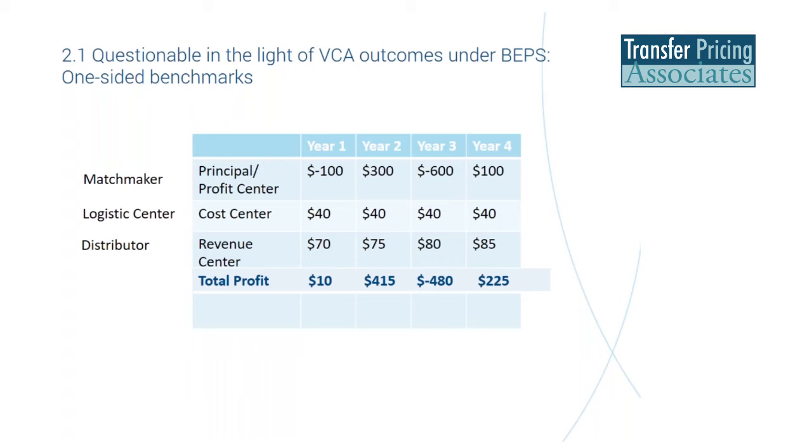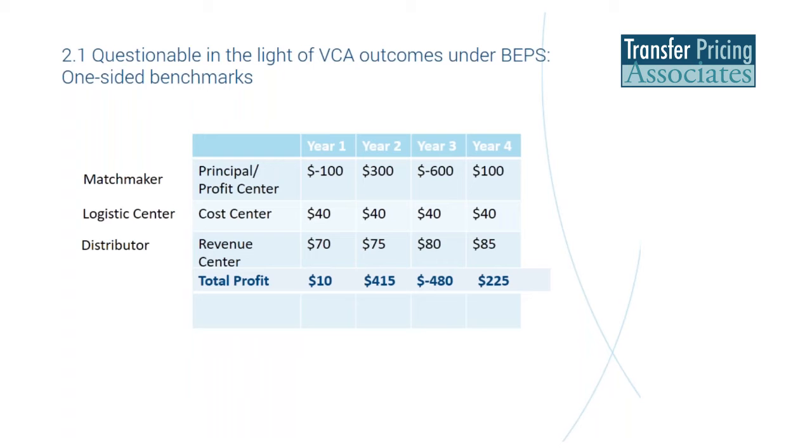Right. Some losses of principal should move to a distributor. And the question is how value chain analysis can help us in deciding that distributor should also be allocated some portion of losses or profits of the principal.